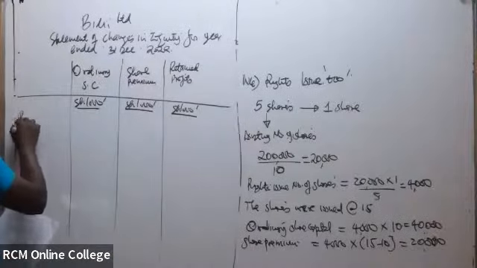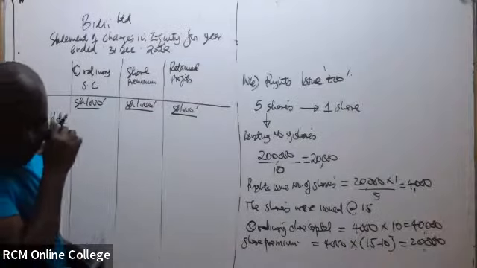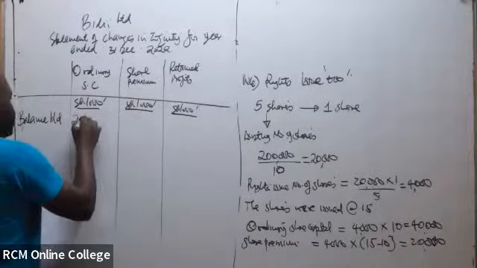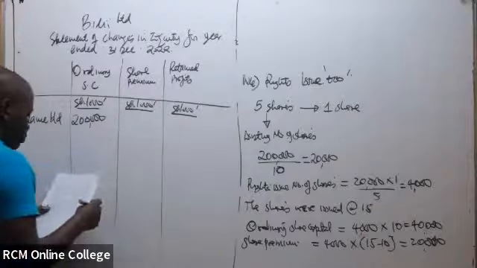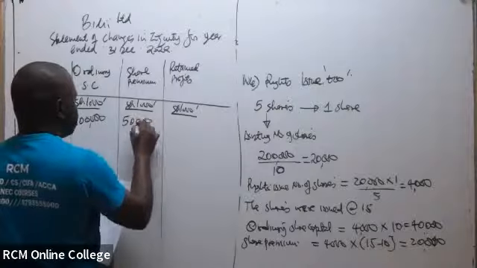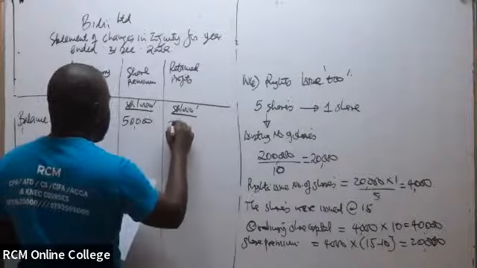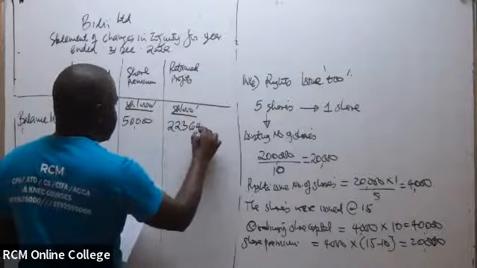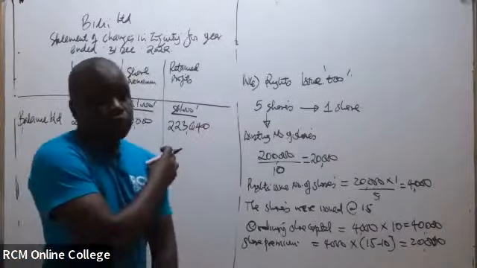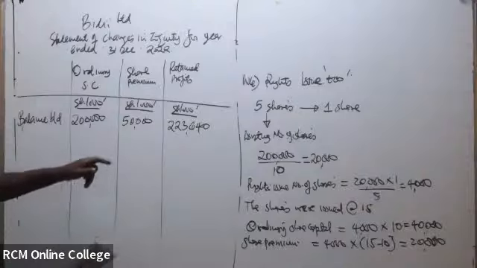So you have in this case the balance brought down as per the trial balance. For the ordinary share capital, we have 200 million. This one we have 50 million. This one we have 223,640. But remember, there's something I told you about this one.